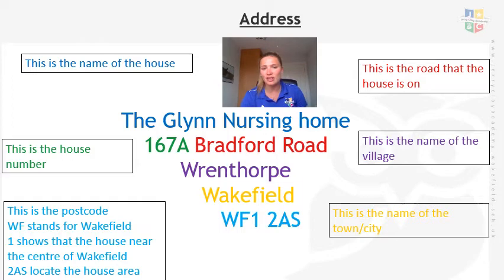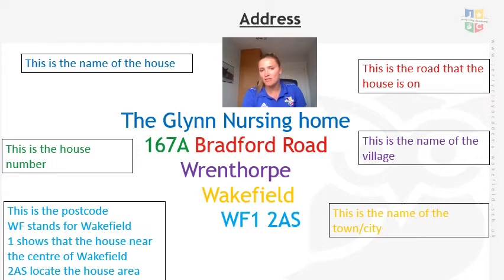So if we have a look, the Glyn Nursing Home, it's all colour coordinated to make it clearer so you can see. So the Glyn Nursing Home, this is the name of the house. The name of the house will always come first. Some people don't have a name for their house, so you might not always have one, but if you do have one, then you could put that first. Then the second part is the house number. So for example on this, the house number is 167A. And then after that, it's the name of the road that the house is on. So for example, the Glyn is on Bradford Road.